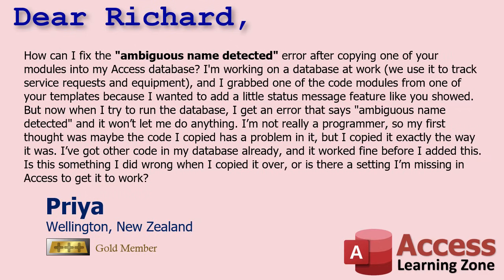Well, ambiguous name is basically that. You've got two different things, probably two different subroutines in the database that are named exactly the same, and Access can't tell which one you're referring to. Think of it like yelling, hey, Mike, and you've got 6 different Mikes in the office, and they all turn around and go, huh?